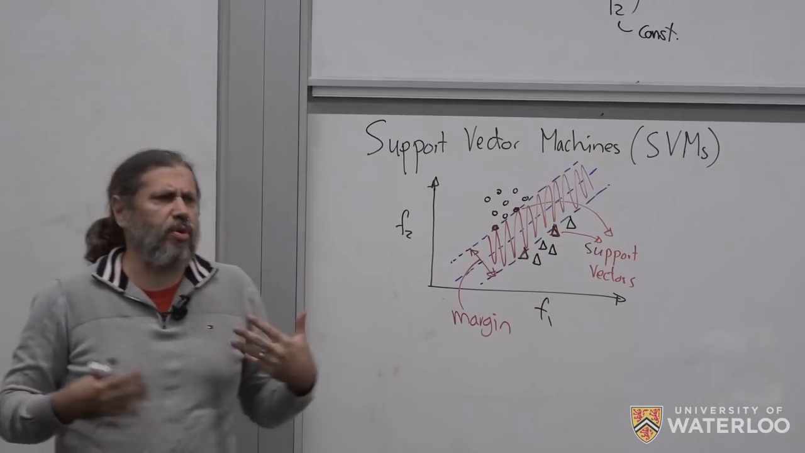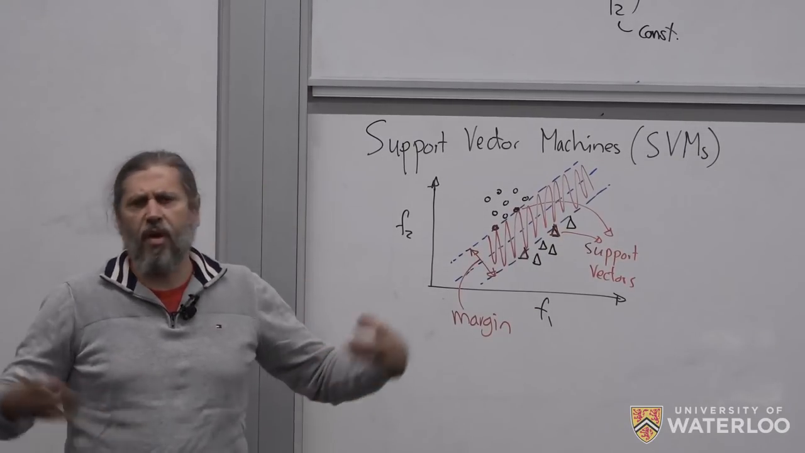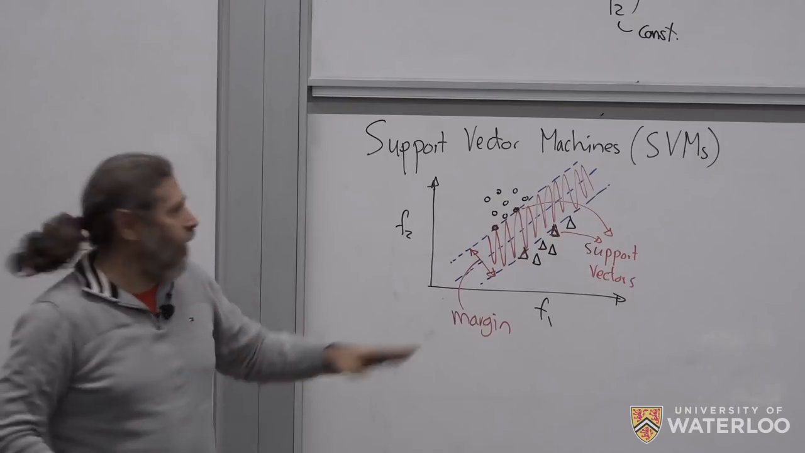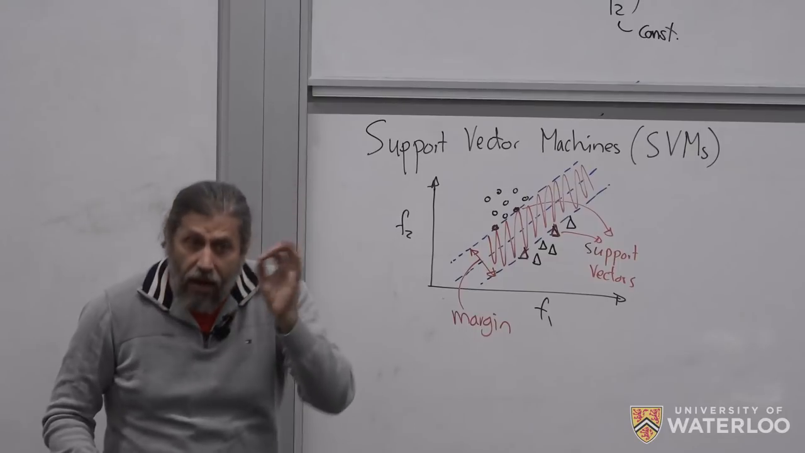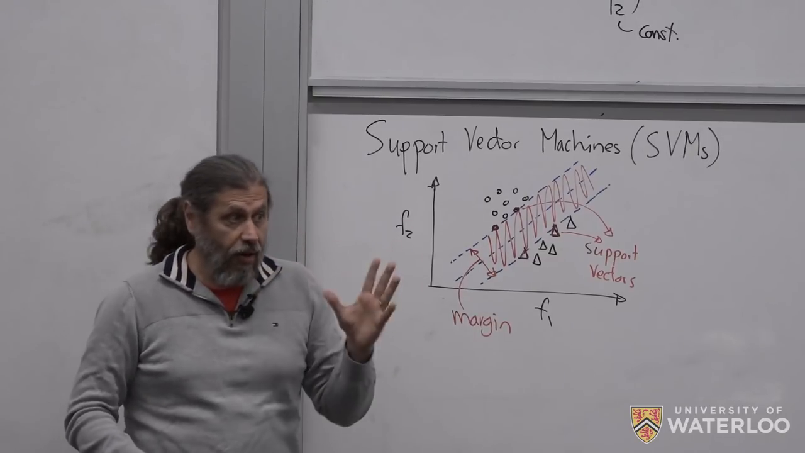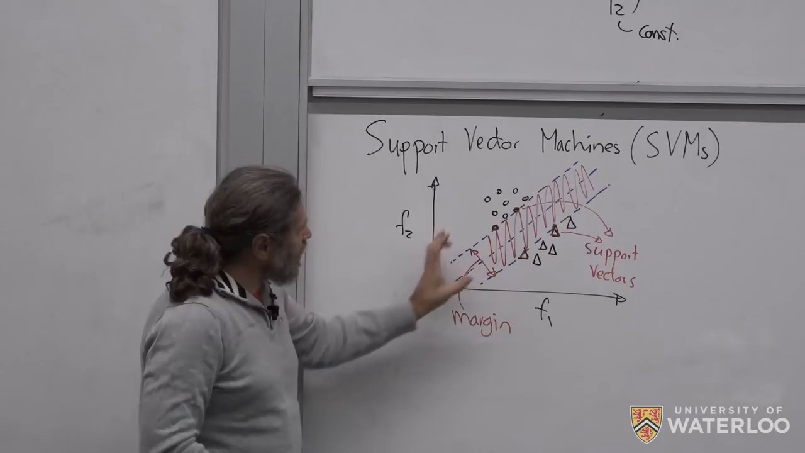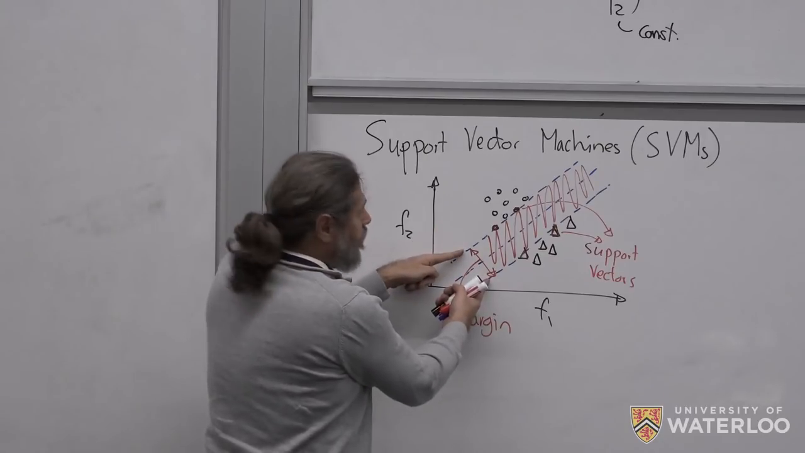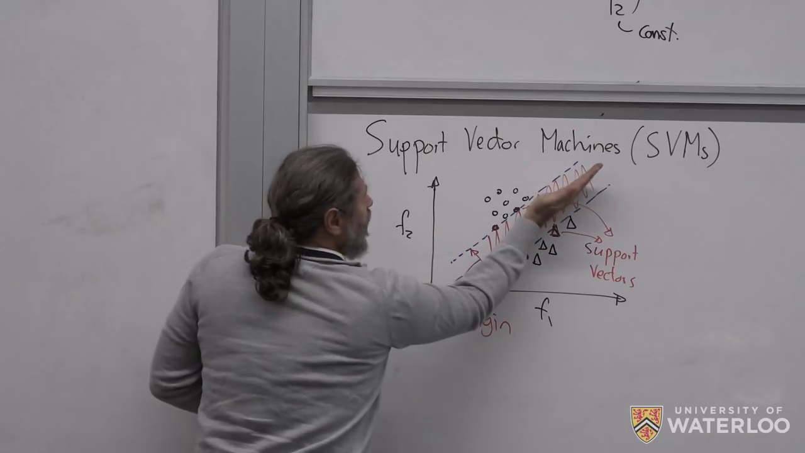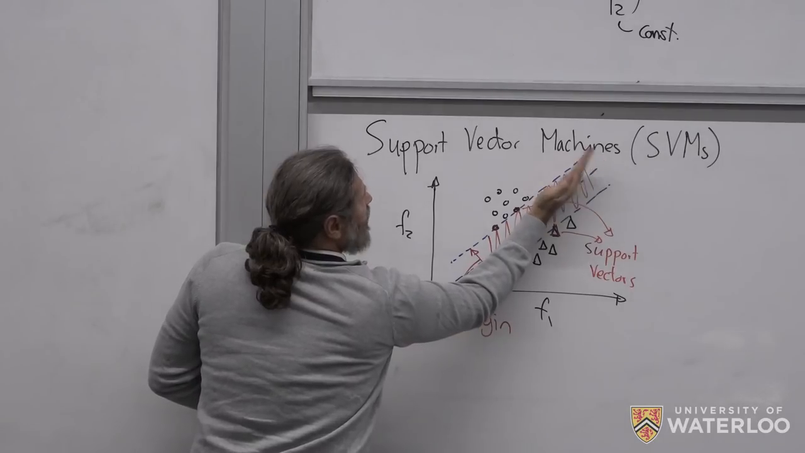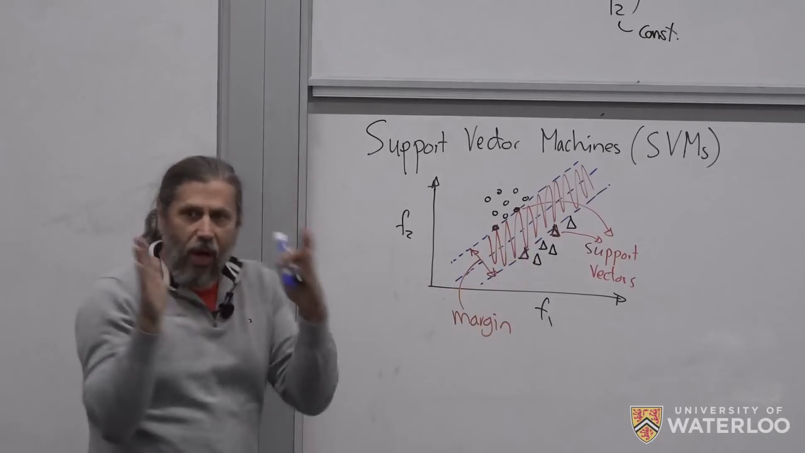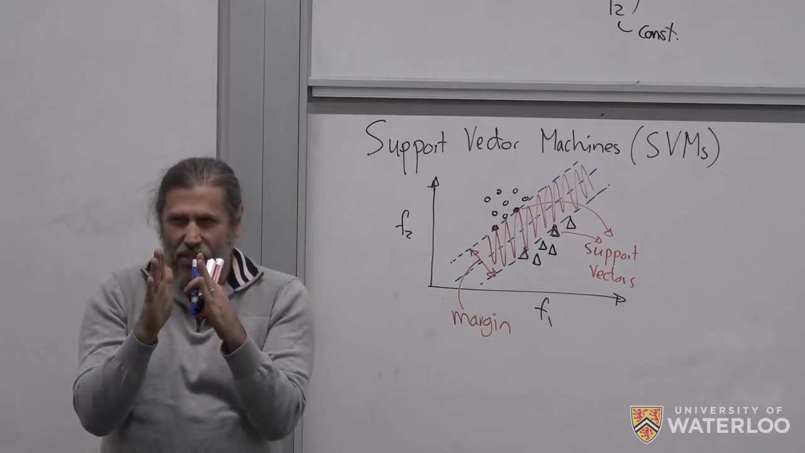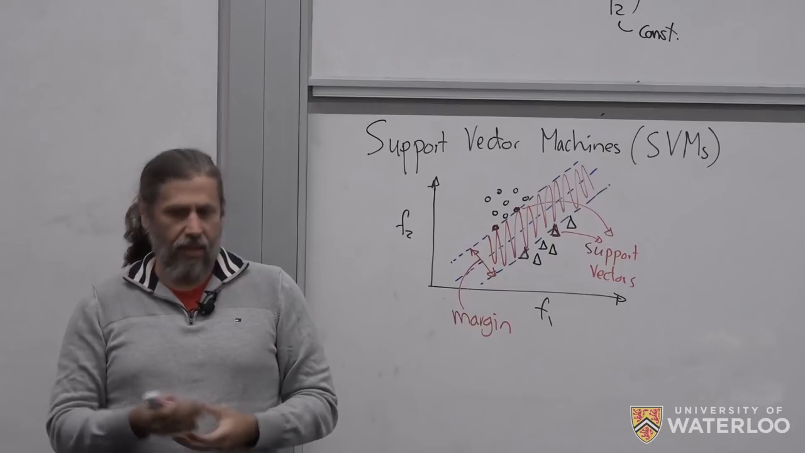So support vector machines belong to the class of margin maximization. How can I maximize this margin? How can I find the line, not just any line, just the line that gives me this as a maximum? Because if I draw this line, the middle one, a little bit, 10 degrees to the left, this cannot be maximum. It shrinks.